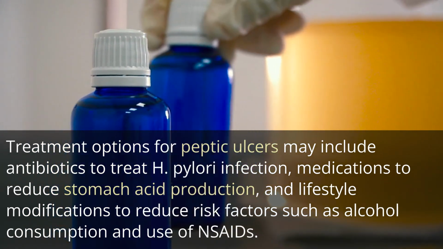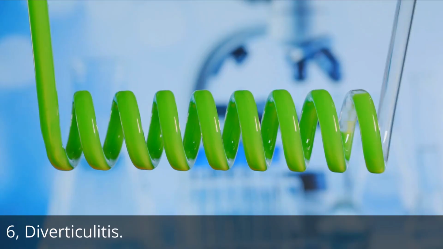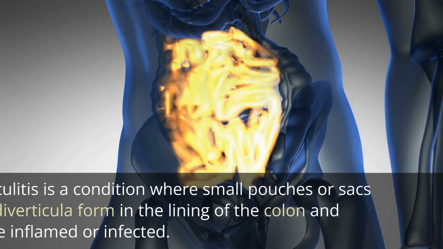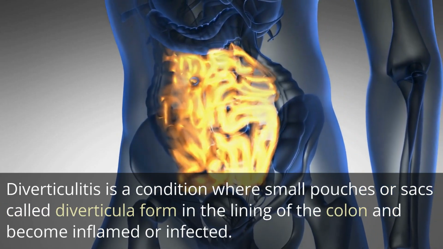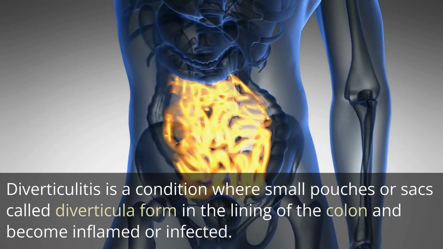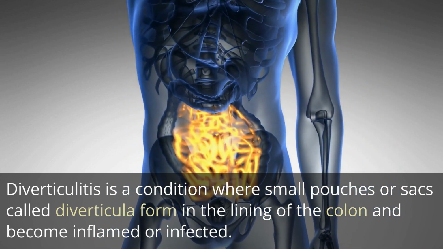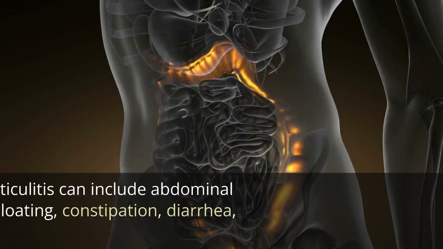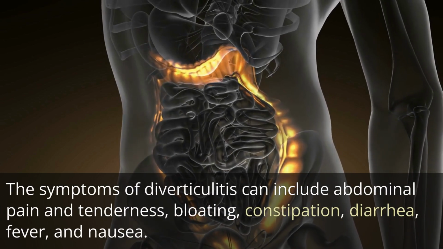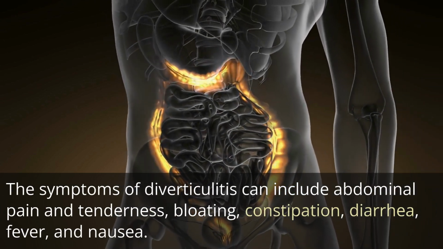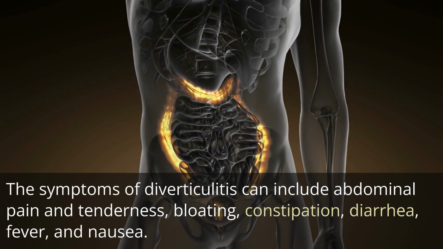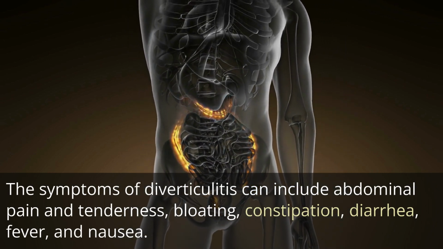use of NSAIDs. 6. Diverticulitis. Diverticulitis is a condition where small pouches or sacs called diverticula form in the lining of the colon and become inflamed or infected. The symptoms of diverticulitis can include abdominal pain and tenderness, bloating, constipation, diarrhea, fever, and nausea.